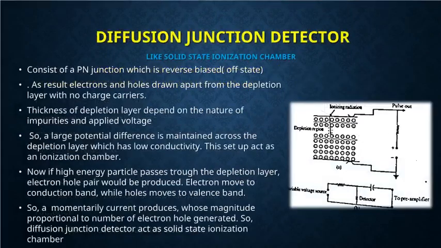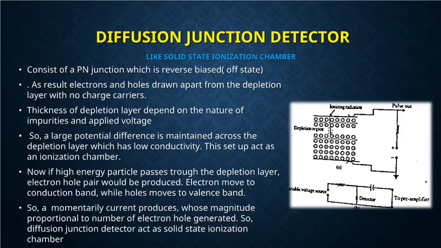This detector consists of a PN junction which is reverse biased. That is, P is connected to the negative terminal of the battery and N is connected to the positive terminal of the battery. As a result, electrons and holes are drawn apart from the depletion layer with no charge carriers. So the diode is in the off state and no current flows. As you might already know, the thickness of the depletion layer depends on the nature of impurities and applied voltage. So, a large potential difference is maintained across the depletion layer which has low conductivity.